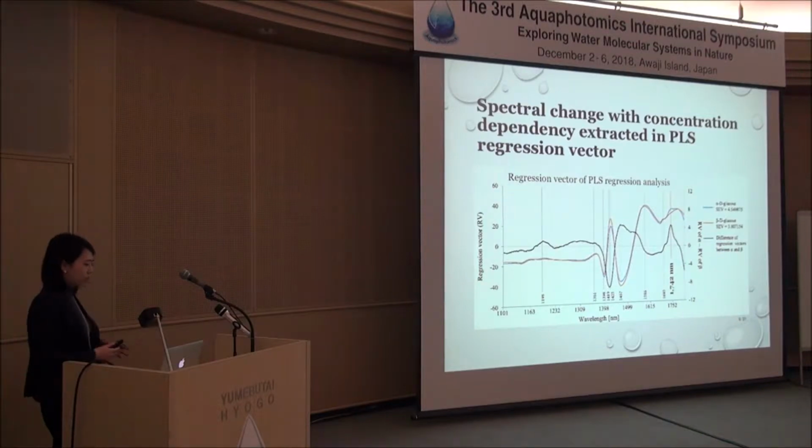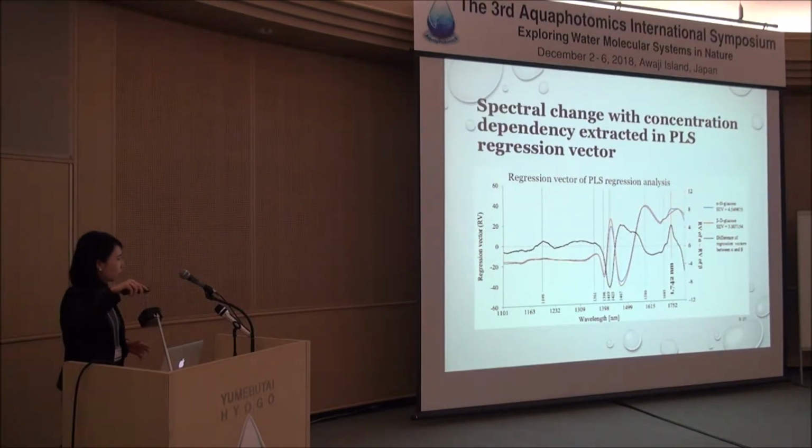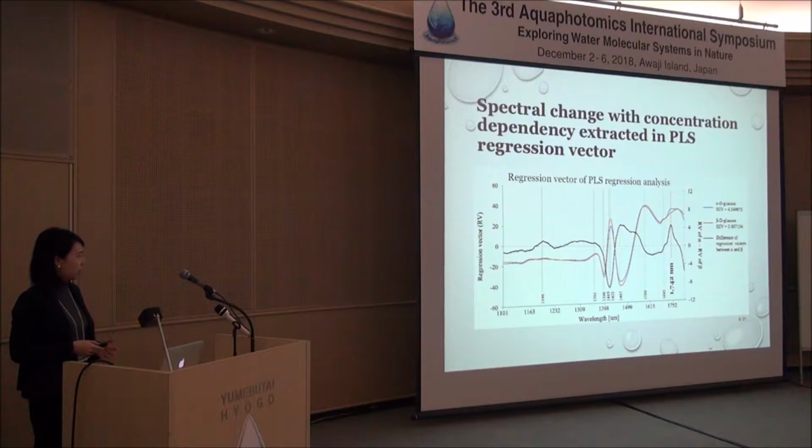So next, we performed the PLS regression analysis on the same data to evaluate the concentration dependency statistically. I show here the regression vector that shows the contribution to making the linear model of concentration. The regression vector of the alpha glucose is indicated by the blue line, the beta glucose by the orange line, and the difference between them by the black line here.